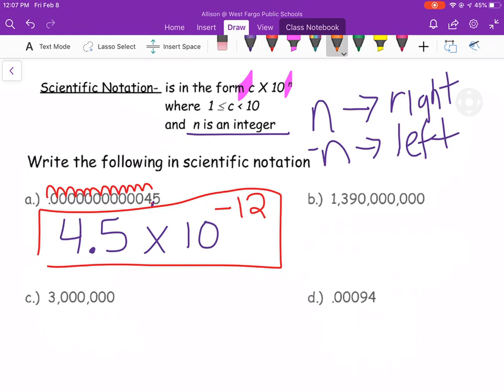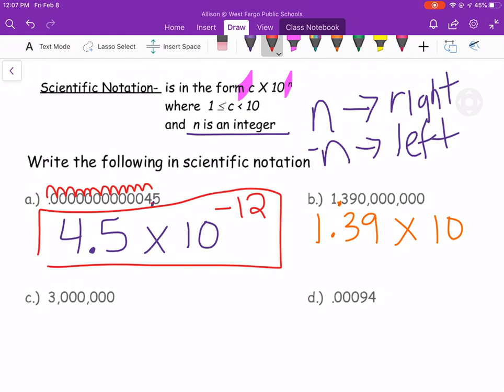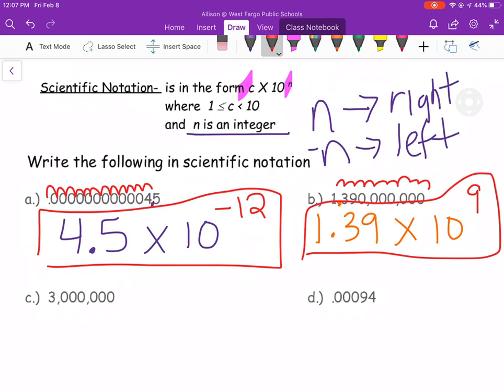Let's do one more. This one, I'm going to put my decimal. The C has to be just a digit from 1 to 9, so 1, and then everything else follows. And I have to include anything significant, so anything that's not a 0, so 1.39. Times 10. This time, to get back to my original answer, I have to move it to the right, so it'll be a positive exponent, and I have to move it 1, 2, 3, 4, 5, 6, 7, 8, 9 times. So it'll be 1.39 times 10 to the 9th. It's that really big number written in scientific notation. See, that's million, billion, 1 trillion, 390 billion.